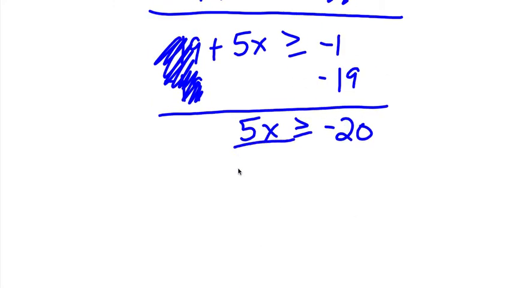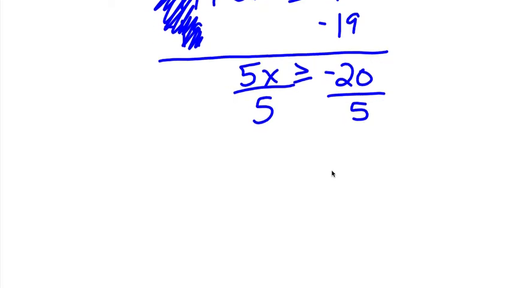Next step and final step in the solving part is to divide by the number in front of the x. So I will divide by 5. 5 divided by 5 is 1, so I'm left with a 1x is greater than or equal to negative 20 divided by 5 is a negative 4.